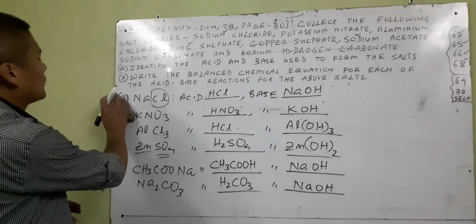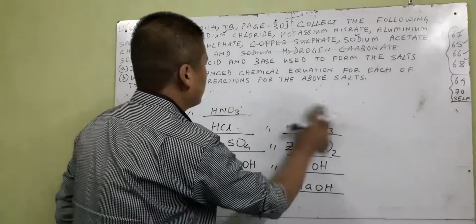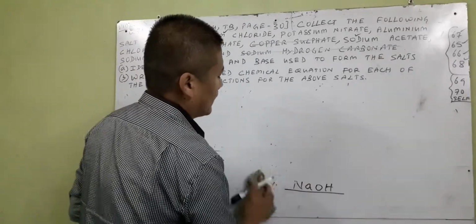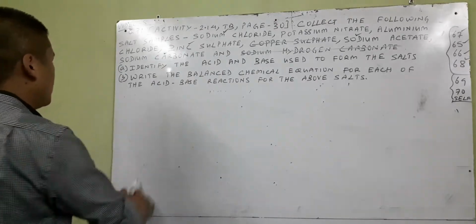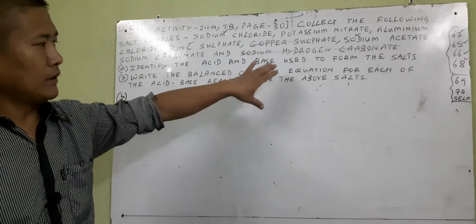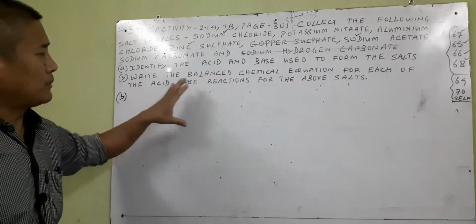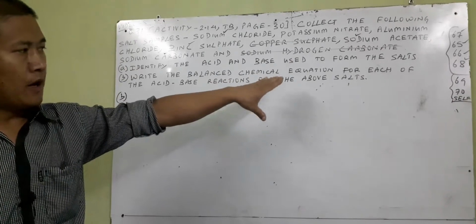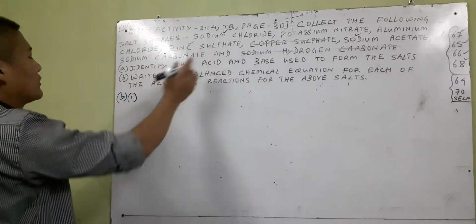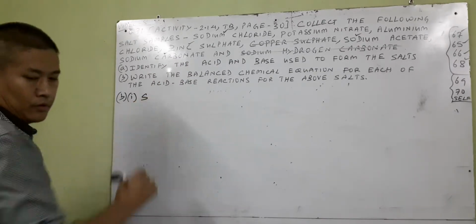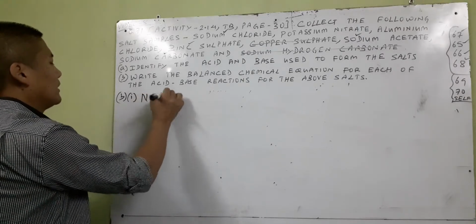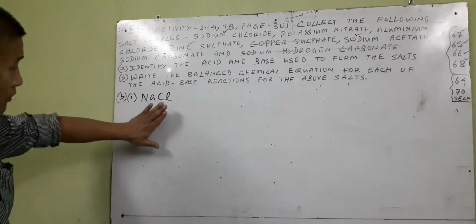Now we'll go to the next activity, that is B. This is very important. Six salts we have picked up, so we are going to have to do 6 equations. So B says here, follow me closely, write the balanced chemical equation for each of the acid-base reactions for the above salts, taking one by one. So let us take the first one, sodium chloride. We can write the formula, sodium chloride, NaCl. This is the salt.